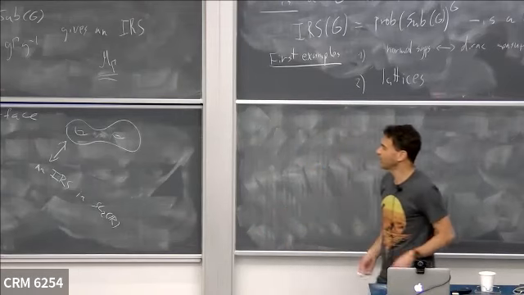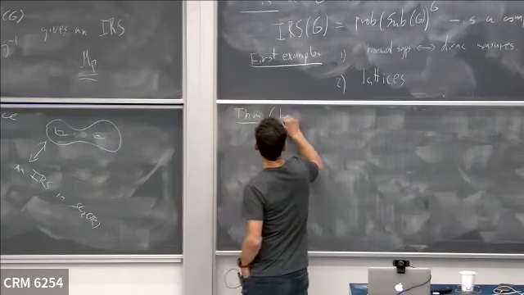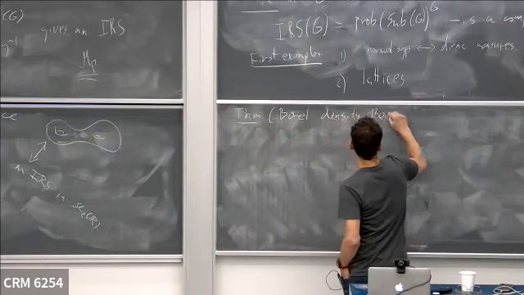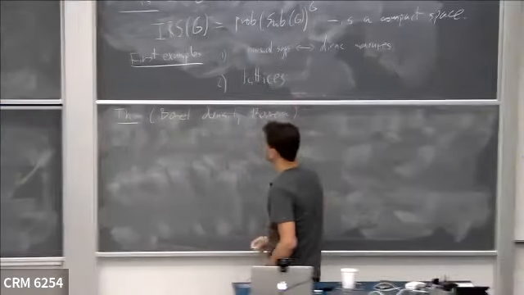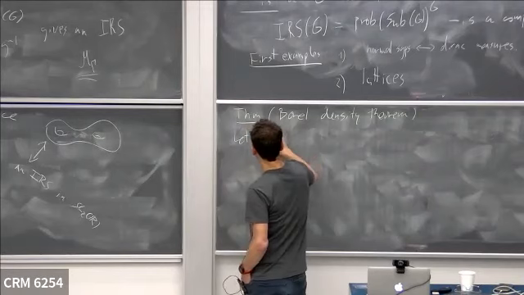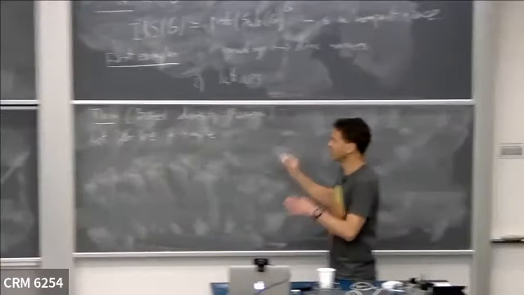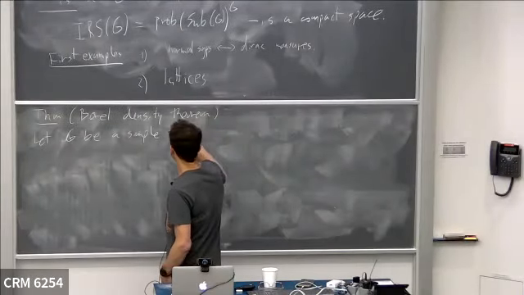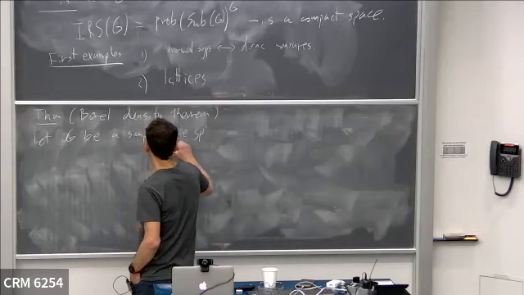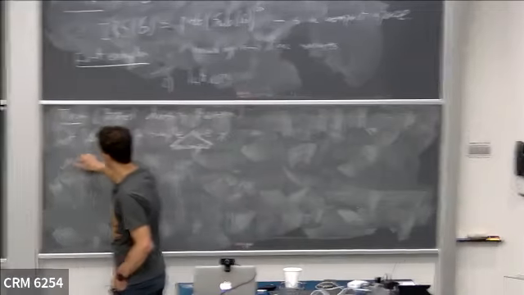And this result applies also to IRSs. So here is a theorem. Let me call it the Borel density theorem for IRSs. Let G be a simple non-compact Lie group, and anything can be generalized to semi-simple, but then you need to be a bit more careful. And let mu be an IRS.